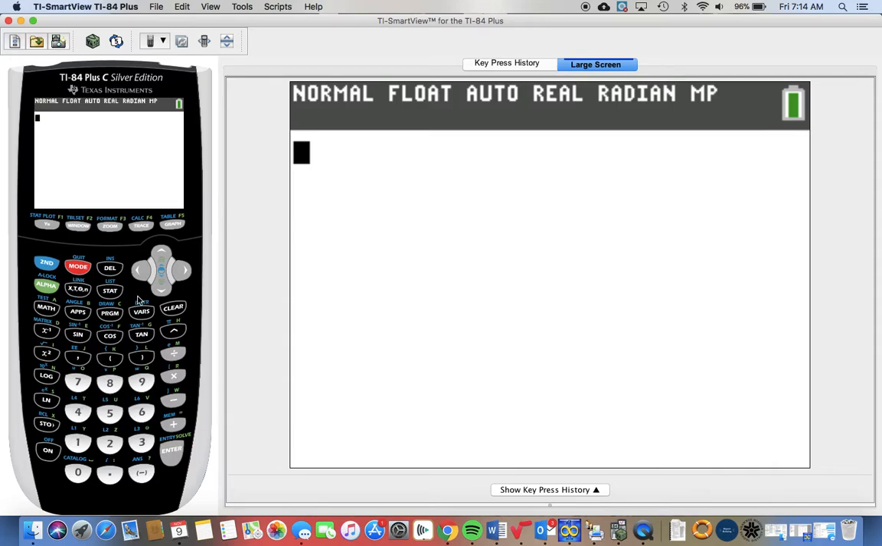And then next Friday, we are going to do a little bit of programming and program the quadratic formula into our calculator so that we never have to use that by hand again.